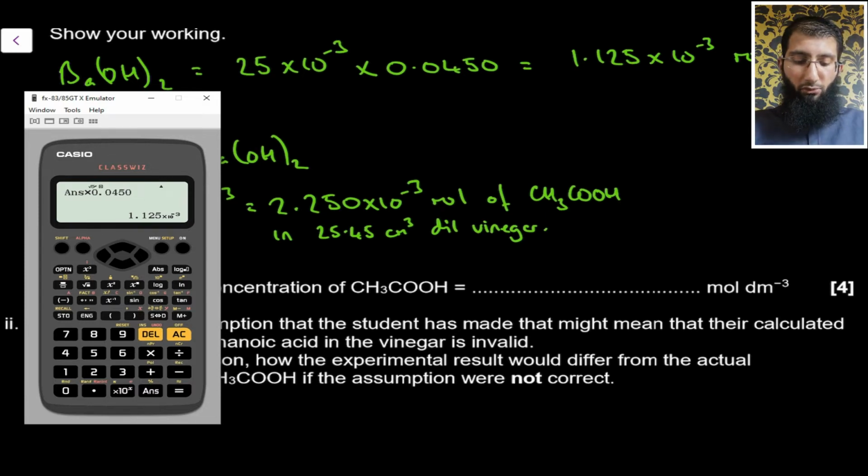Well, if we know that in 25.45 cm³ of vinegar we've got 2.25 times 10⁻³ mol, it means that we have to multiply that up to get the number of moles in 250 cm³.